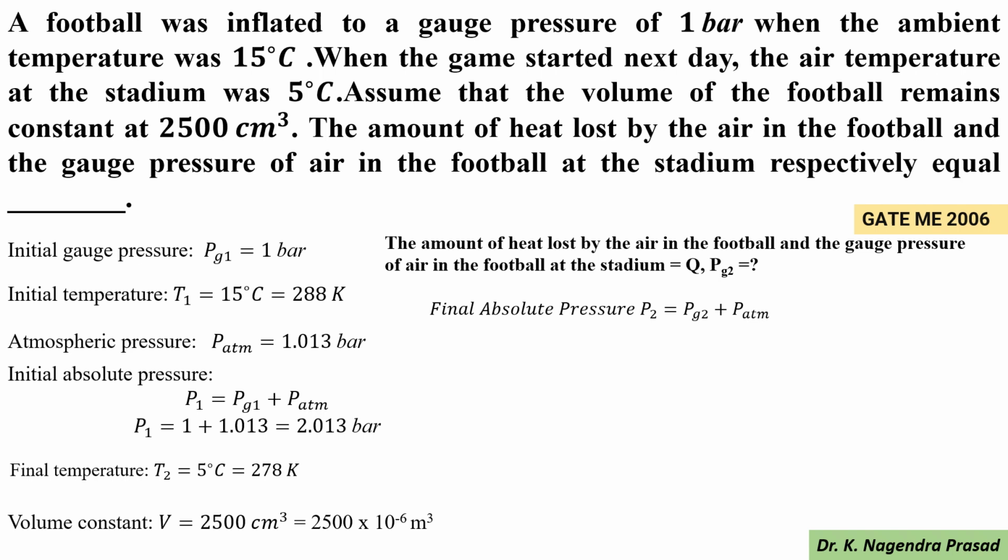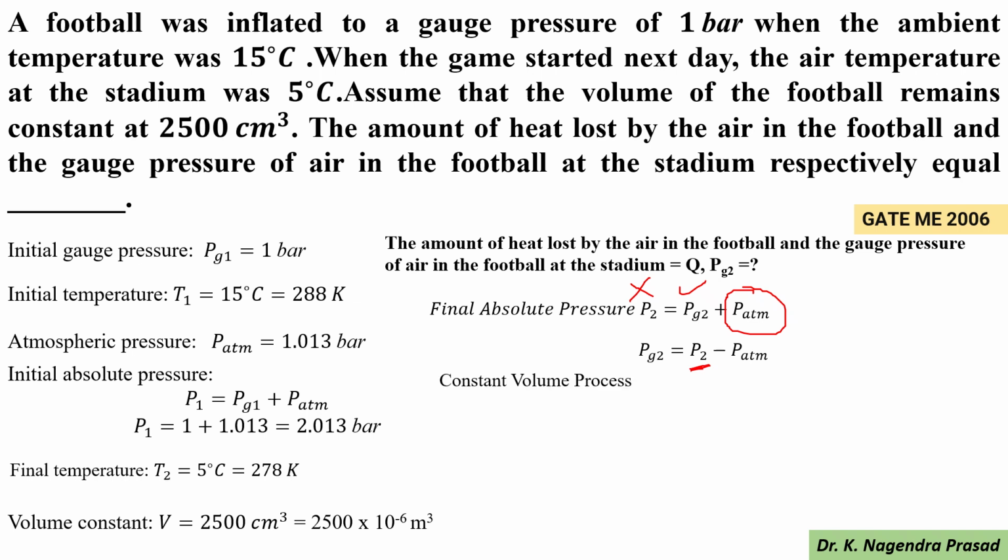So final absolute pressure P2 equal to Pg2 plus P atmospheric. We know the atmospheric pressure, but we don't know the P2 value for determination of the gauge pressure. So from this equation, final gauge pressure Pg2 equal to P2 minus P atmospheric. So first I have to determine the P2 value.